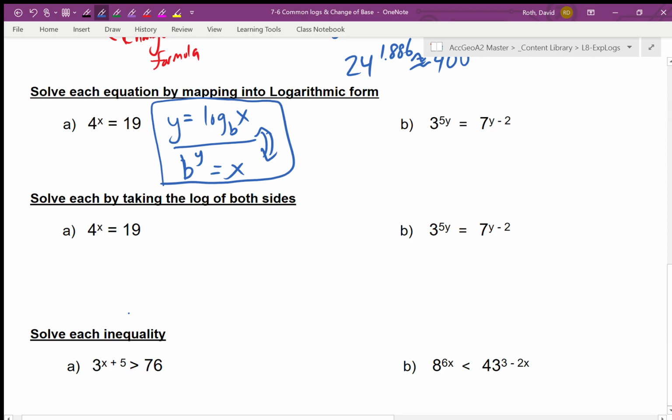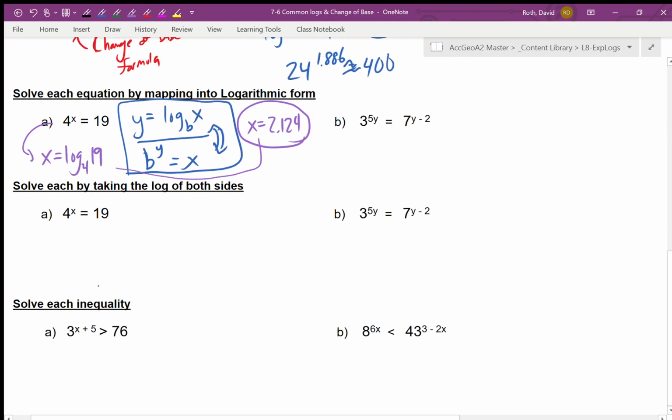So what that says is, if I take this one here and map it down, my power in this case is x. So x is equal to log base 4 of 19. Now we know how to do our change of base formula here, and if we do that, I think we get x equals 2.124. Try it out.